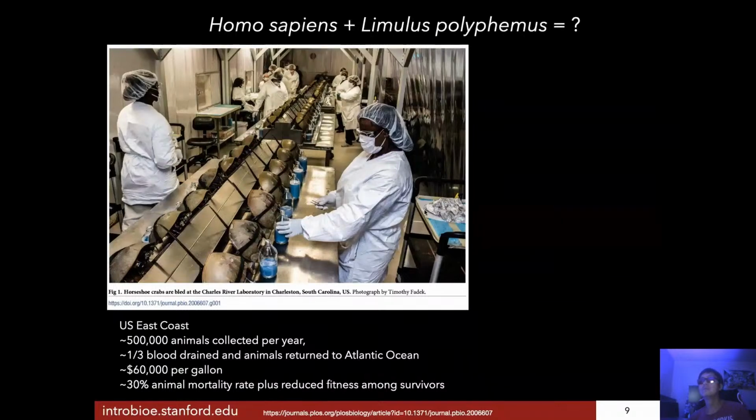It's collected in these bottles, and you just see the statistics. 500,000 animals collected a year. Don't take all their blood because they die. Take a third to a half. This blood is worth $60,000 a gallon, like 10,000 times more valuable than milk.